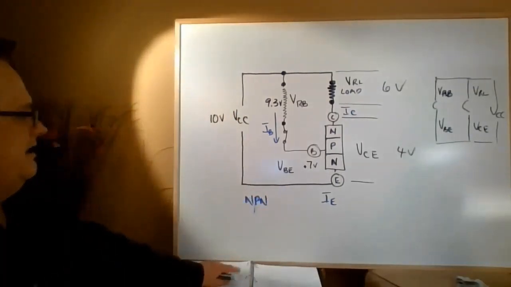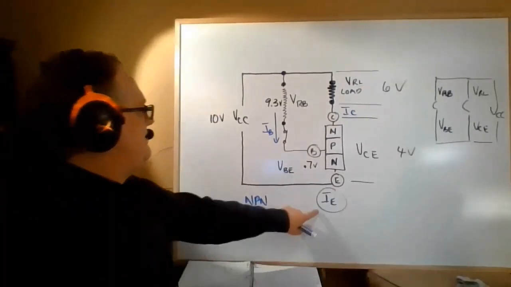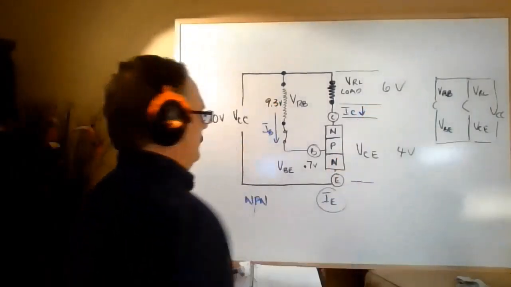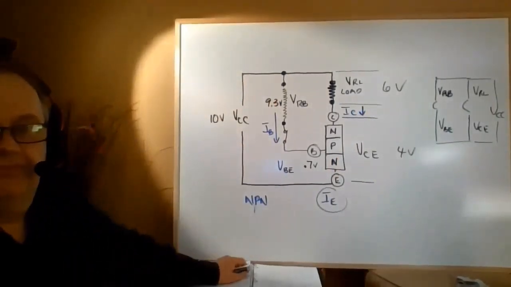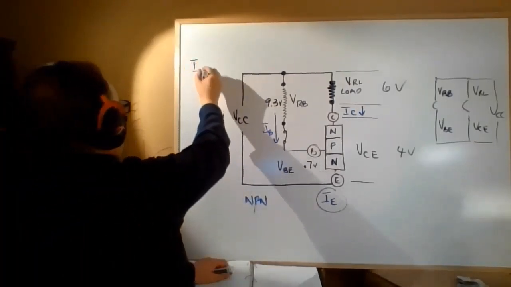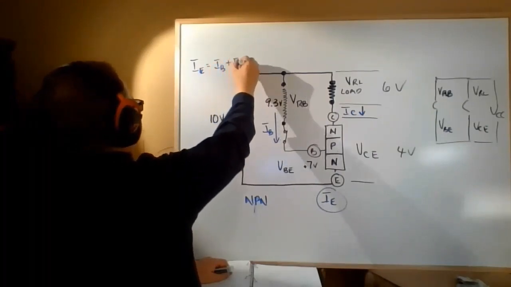What we can say is that I of E is equal to I of B plus I of C. So there's your first relationship. I of E equals I of B plus I of C.